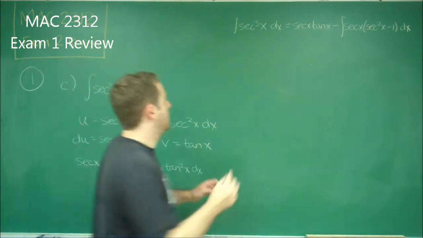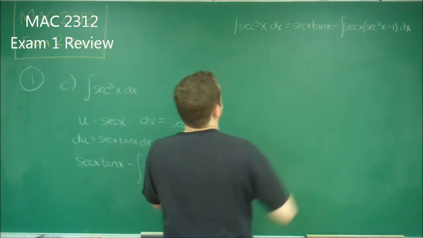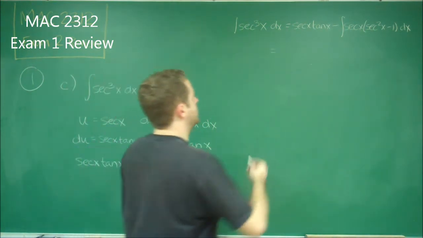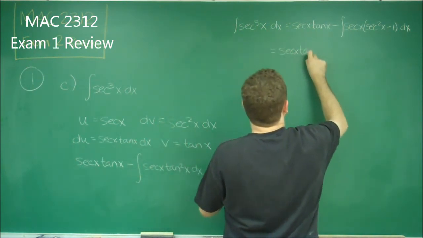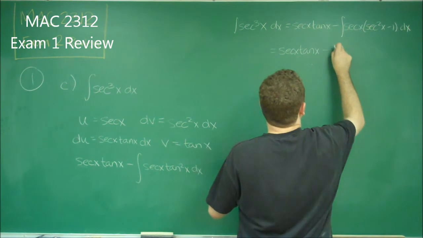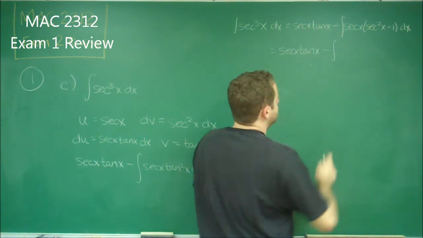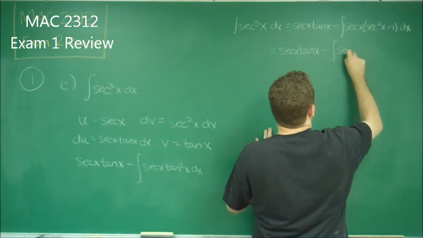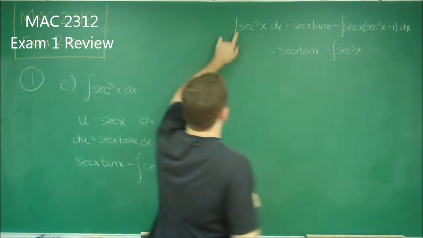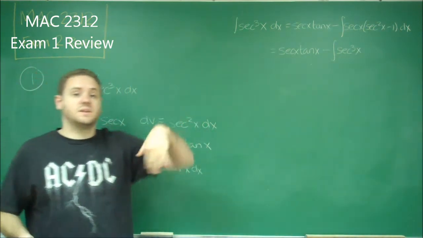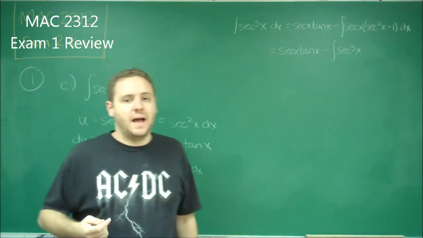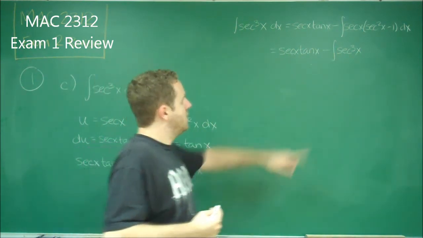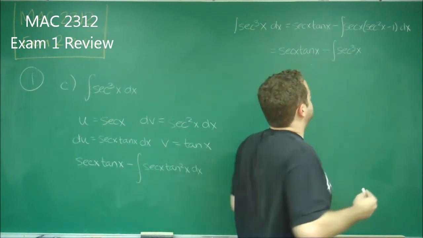So what do we get? I'm not going to keep writing the left side here. What do we get when we distribute that? So we get secant x tan x minus the integral. So this would be secant cubed, which if you notice, we already have over here. So this is going to happen like in the previous problem where we have an integral that we can add over. We're going to get secant cubed minus secant.